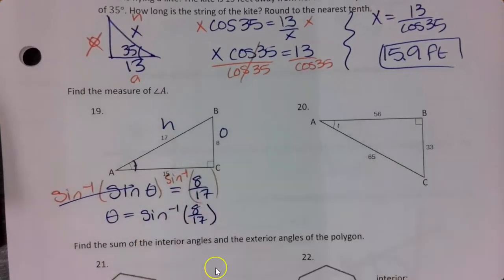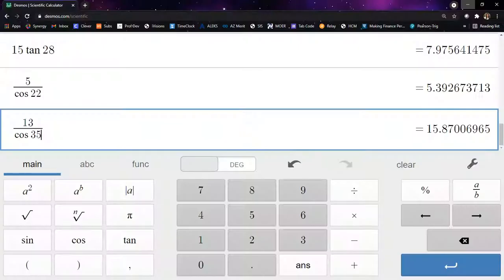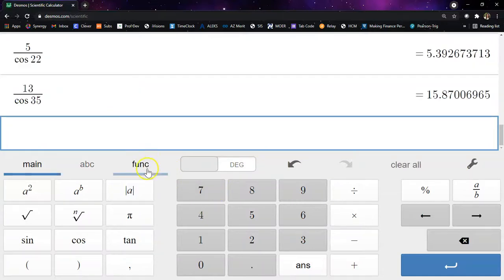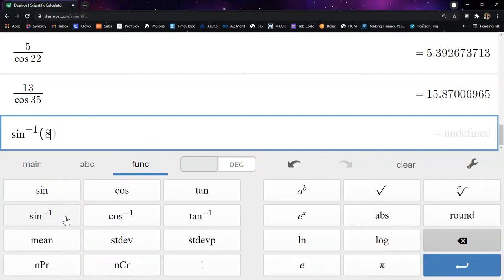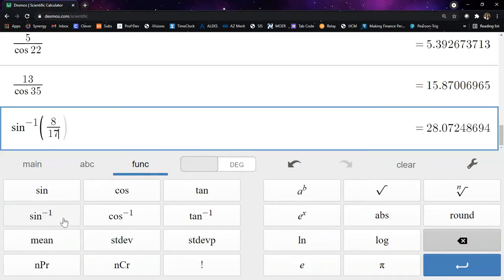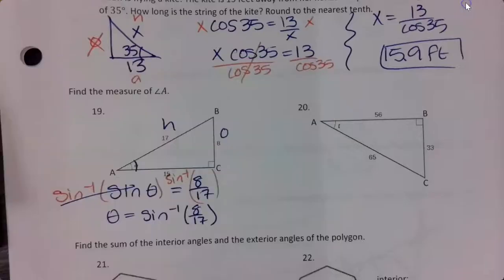So I can go to Desmos and type this in. If I go to function, there is the sine inverse, and then I just do 8 divided by 17 to get 28.1.